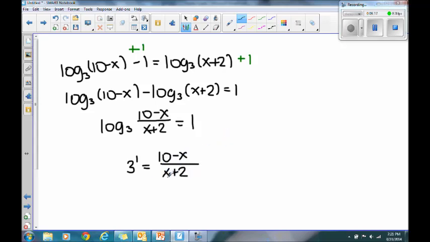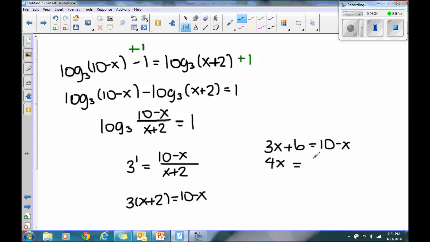In order to clear my fractions, I multiply both sides by the denominator, x plus 2. I can distribute, solve for x, no quadratic here, just a linear equation. Add x to both sides, subtract 6 from both sides, x equals 1.